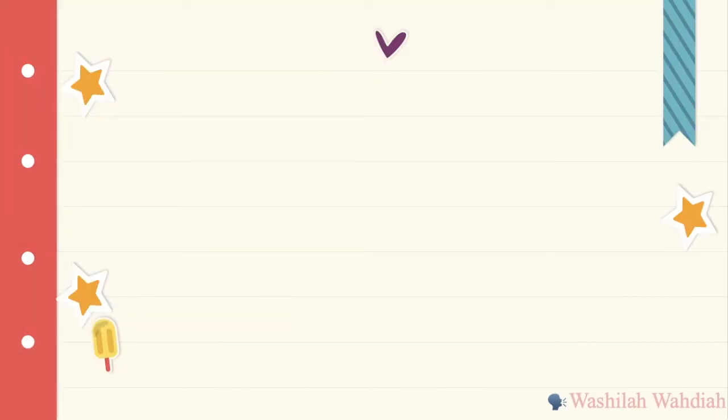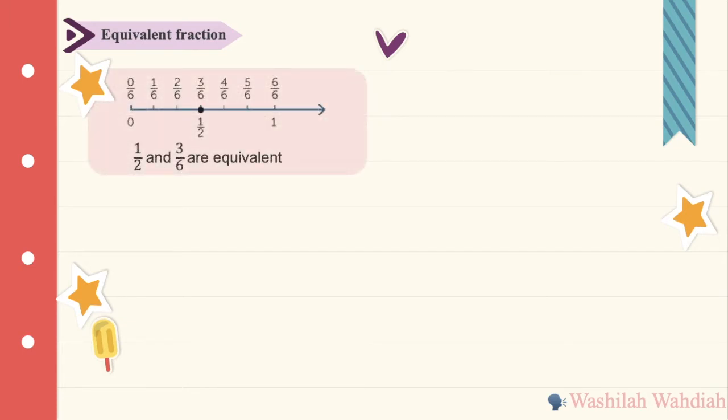Before we move to the operations of fraction, first we have to know what an equivalent fraction is. We say that two fractions are equivalent if they mark the same point on the number line. For example, if we mark 1 over 2 and 3 over 6 on a number line, then we mark the same point. So, 1 over 2 and 3 over 6 are equivalent.